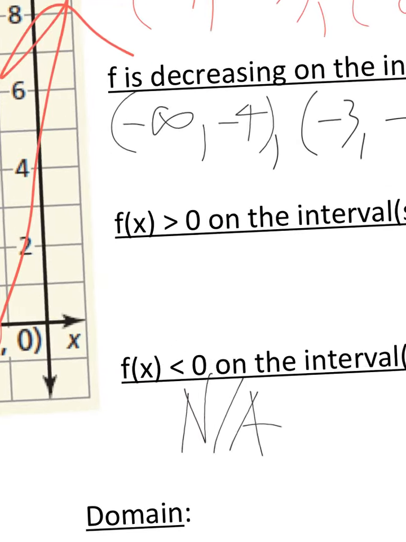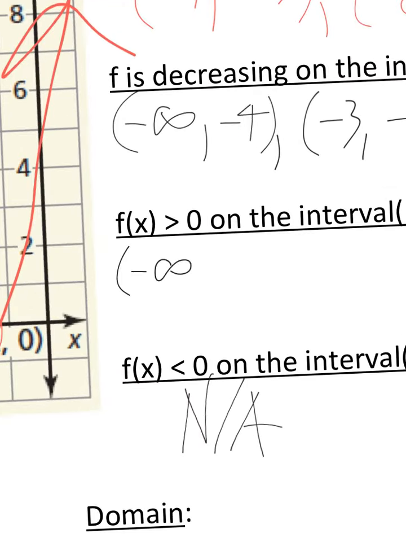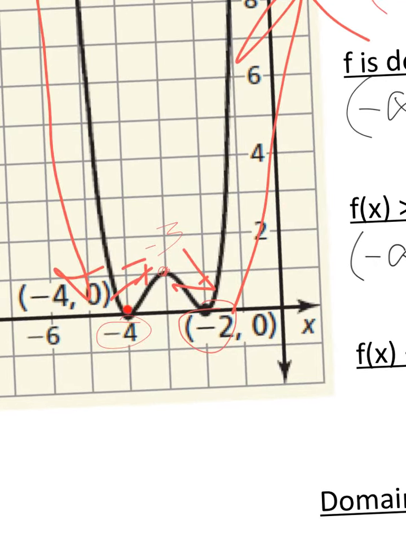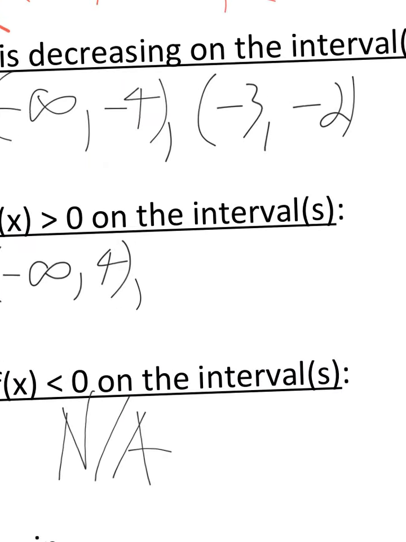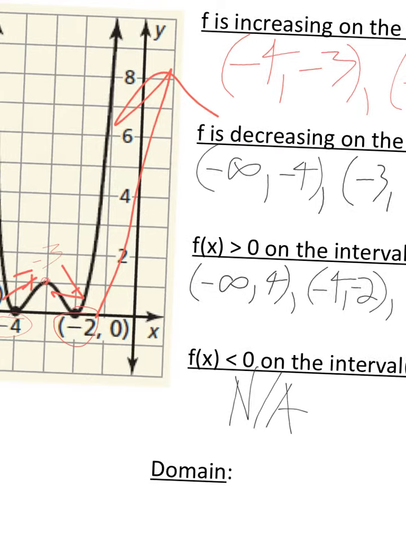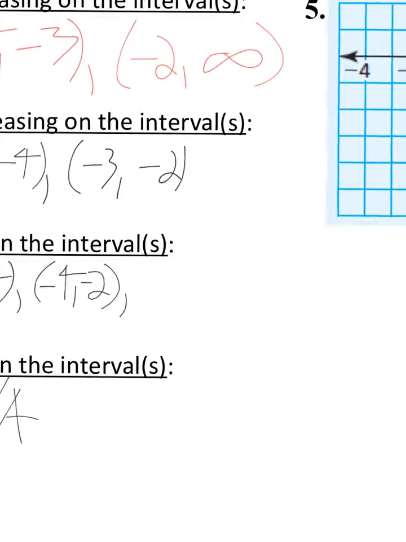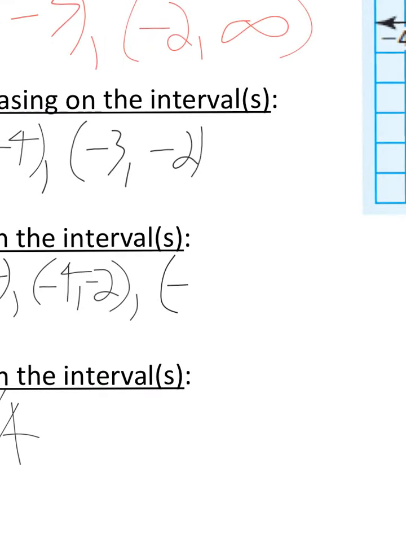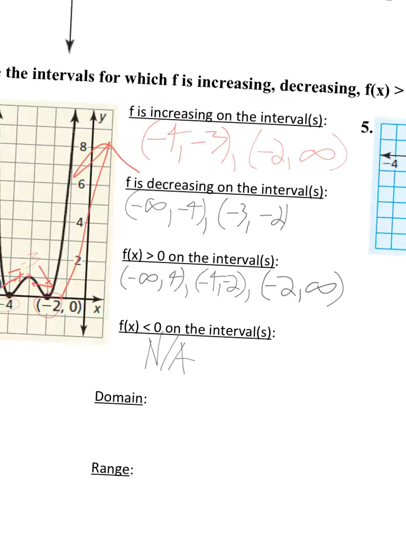So what I'm going to do is I'm going to write negative infinity to -4, because that's the first time it touches. And then from -4 to -2, because then it's above it right there. And then once it hits -2, it hits 0. So this one's actually kind of a tricky answer if you think about it long enough. But then from -2 to positive infinity, it's above 0, sorry. So yeah, that's the greater than 0 one.